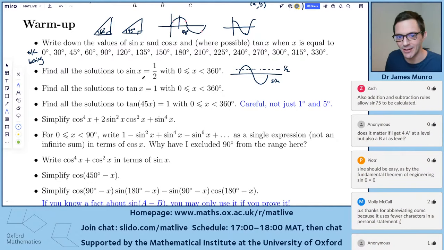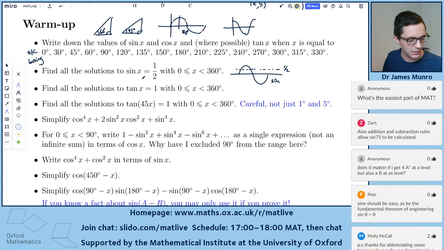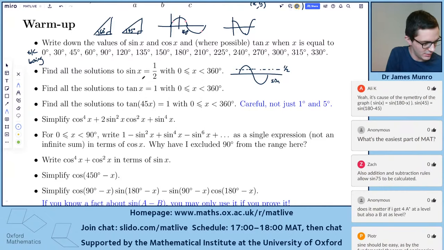What's the easiest part of maths? Probably the bit where you write your candidate name on the front, or maybe question 1A is supposed to be an okay start to the exam. Yeah, symmetry. Your name optional says that.